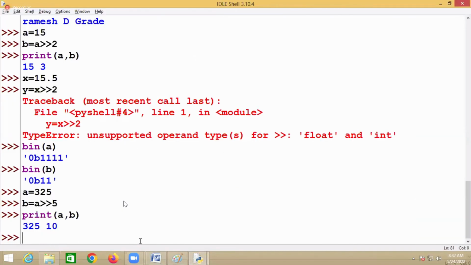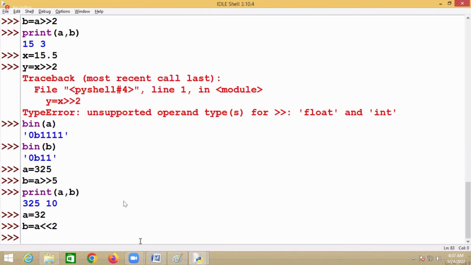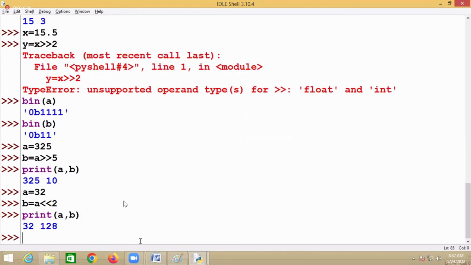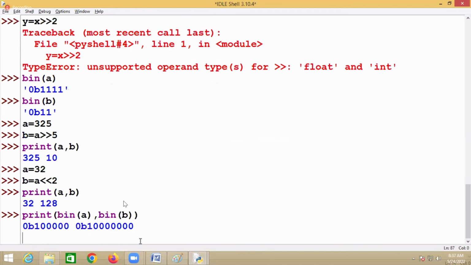Let us see this. What is the value of A? The value of A is 32. The value of B is A left shift 2. Then I try to print the A value and B value. Now 32 and 128. And if you want to print in binary format, you can use the binary function, so binary of A and binary of B. Now the A value is 1, 0, 0, 0, 0, 0. But how many bits are added at the right side? 2 bits. Now how many total bits are taken by my value?